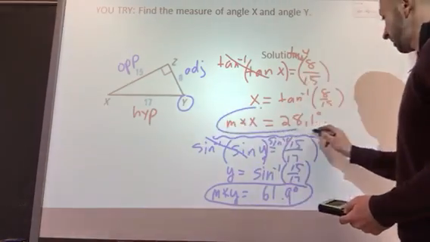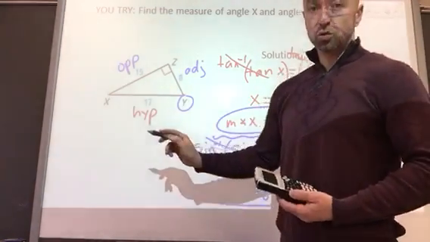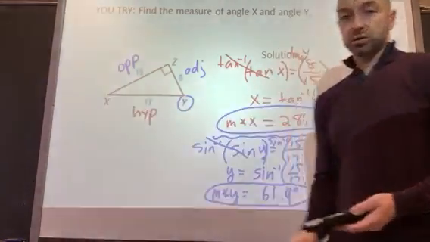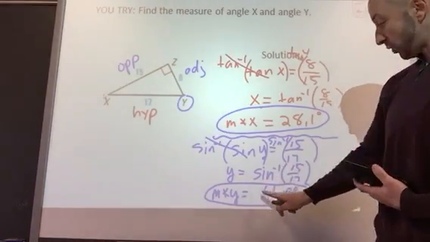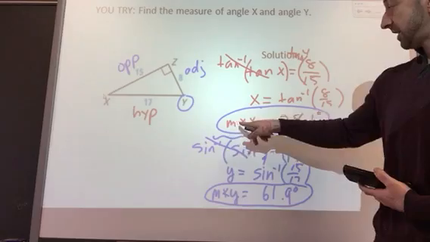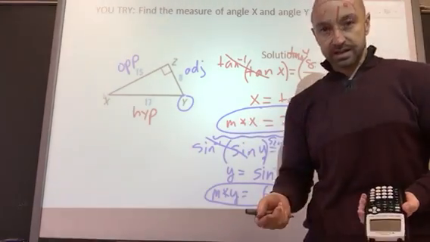As a quick check, the two acute angles in a right triangle should always be complementary. They should add up to 90 degrees. So if you look in this example, I have angle Y is 61.9 and angle X is 28.1, and that does add up to 90.